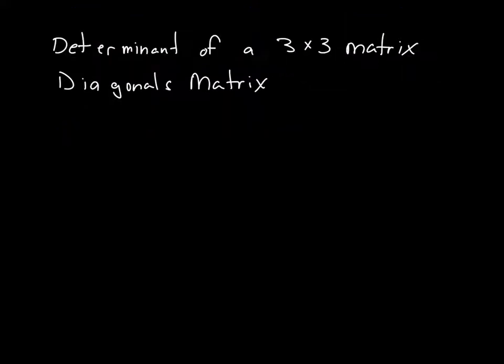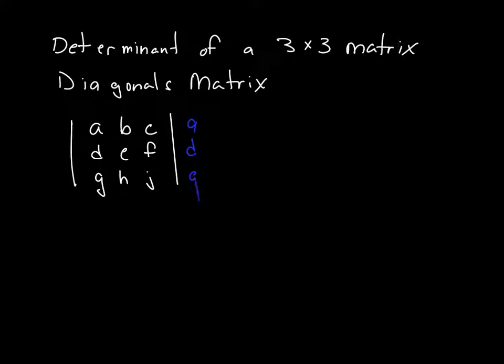All right, so let's go ahead and start with the same matrix that we had before. This is still A, B, C, D, E, F, G, H, and J. In this method, what we do is we rewrite the first 2 columns. So the first column here is A, D, J. The second column is B, E, and H. Now, with this method, what we want to do is create these diagonals.